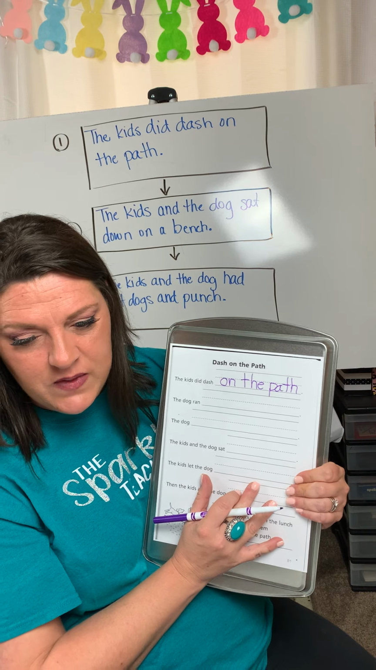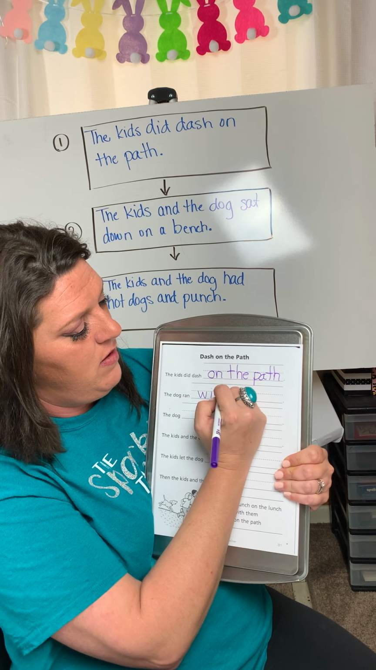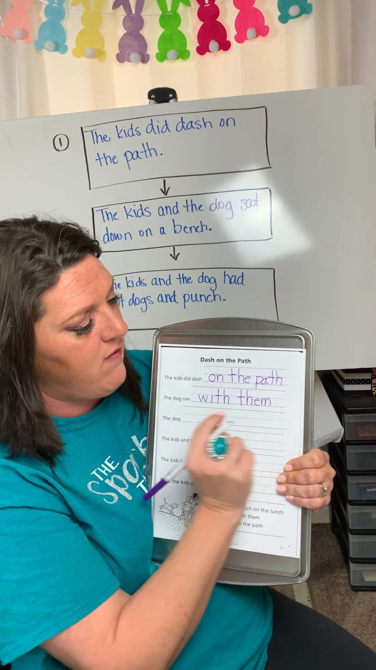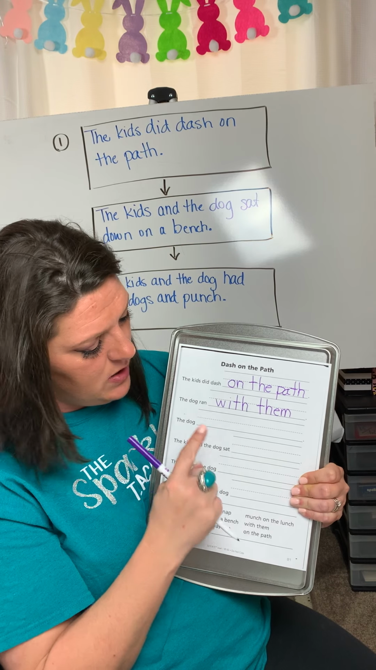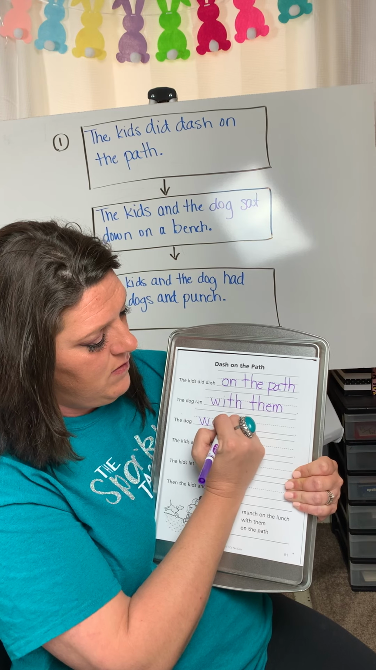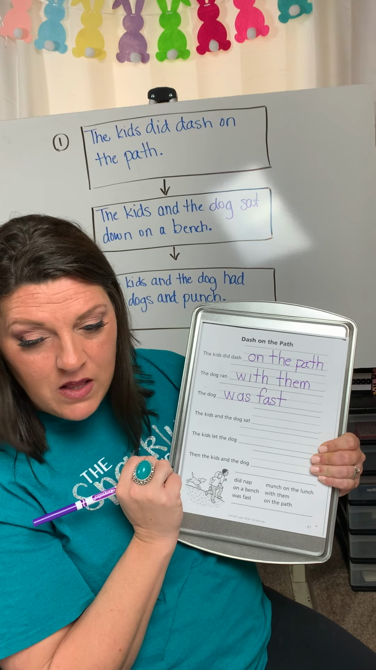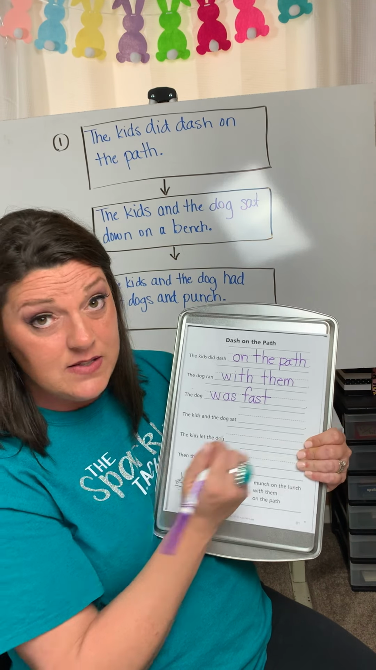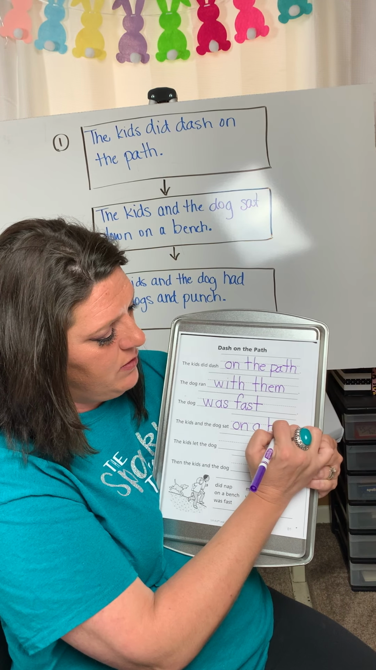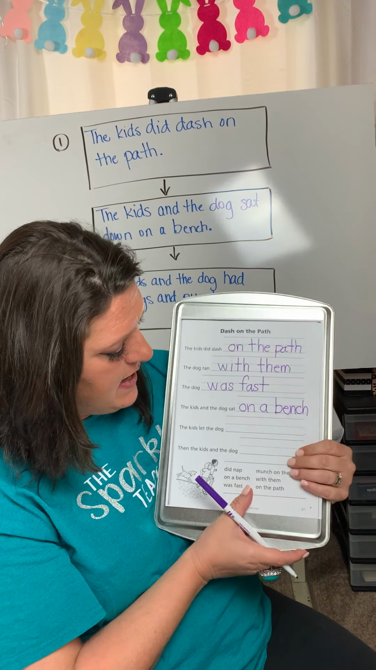All right, number 2. The dog ran for this part with them. And we have our period. All right, the next part, the dog was fast. All right, the kids and the dog sat on a bench. Make sure you included your N in there and didn't let it sneak away from you, okay?